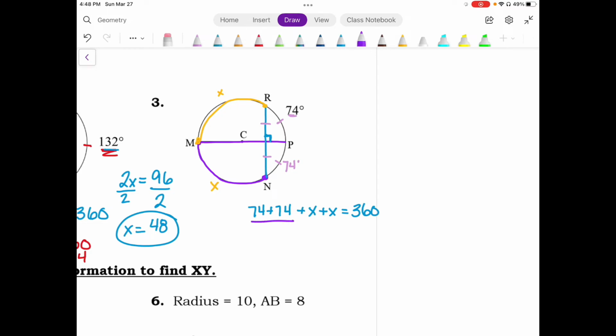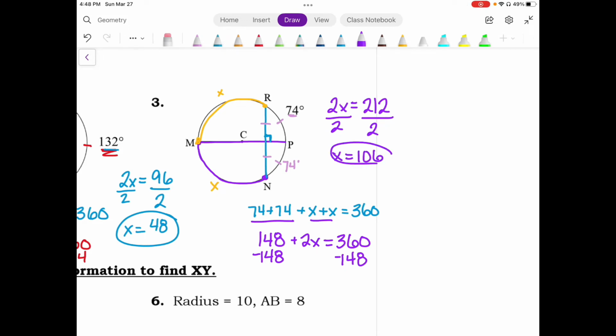We're going to combine our like terms. I got 74 plus 74 is 148. X plus x is 2x, and I have 360 here. We're going to subtract the 148, and I get, sorry, I have to move up. 2x is equal to 360 minus 148, 212, not 16, 212. Divide by 2, and I get x is equal to 106. So MN would be 106.